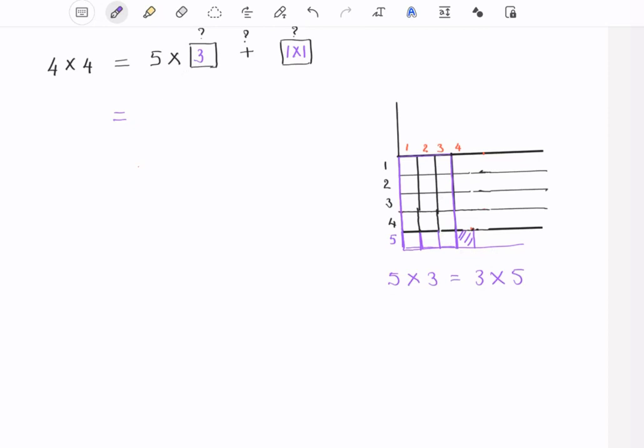We know this is 15, plus, okay, there's just one extra. So this is 15 plus 1, which is 16. And we can get rid of this plus, and write it like this, but still read it as 15 and 1, that is 16. 4 times 4 in terms of the 5 times table is 5 times 3 plus 1, that is 16.